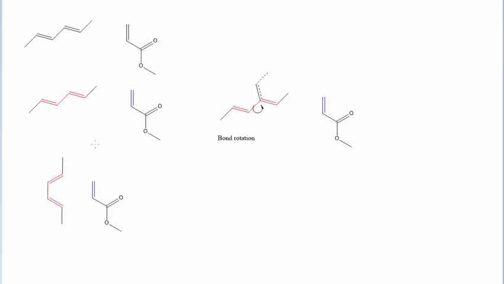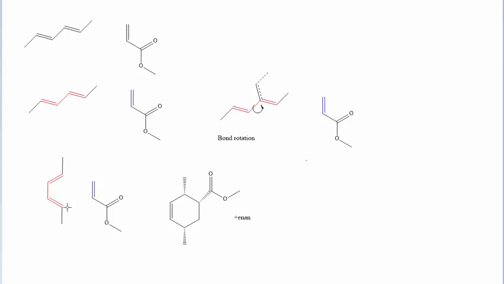Let's make sure that the charges are lined up. Well, this is going to be symmetric over here, and as long as this is on the right-hand side, it's going to be the endo product, so we don't have to worry so much about that. Just number the carbons, push the arrows, and this will be your final product.